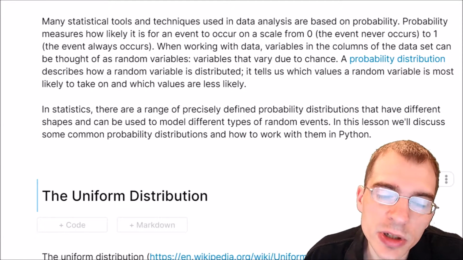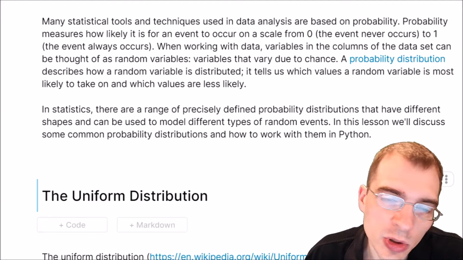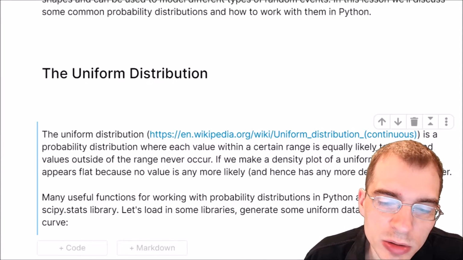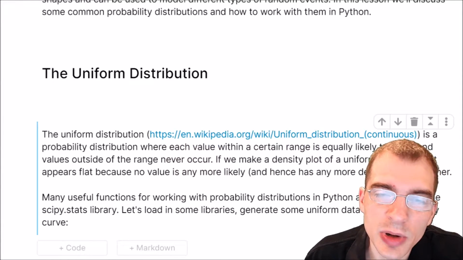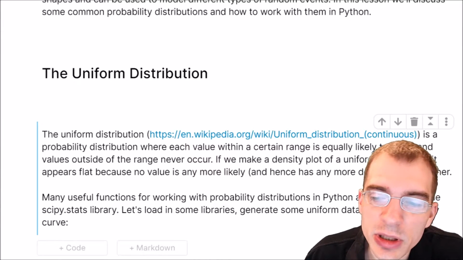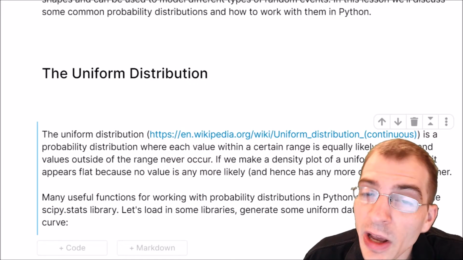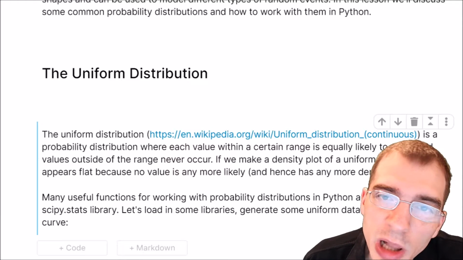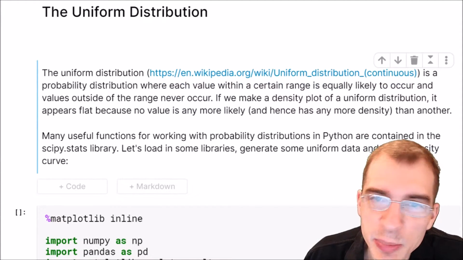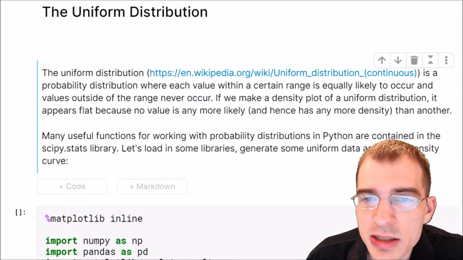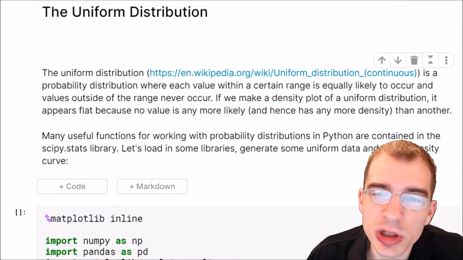So in this lesson, we're going to discuss some of the more common probability distributions and how to work with them in Python. To start with, we're going to look at the uniform distribution. The uniform distribution is a probability distribution where each value within a certain range is equally likely to occur, and values outside of the range never occur. If we create a density plot of the uniform distribution, it appears flat because no value is any more likely than another, so the density at any point within the distribution is the same.